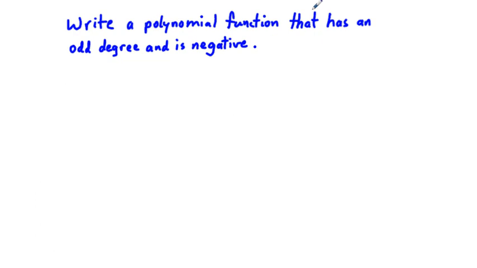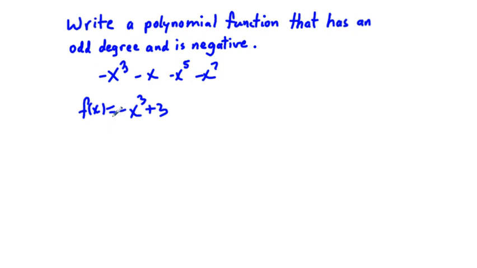Next, write a polynomial function that has an odd degree and is negative. Well, an odd degree would be a leading term like x cubed, x to the fifth, x to the seventh, and so on. And negative would be to have a negative coefficient out front. Any of these with a leading term, so if we have f of x equals negative x cubed plus 3, this would be a polynomial function that would be an odd degree and negative.